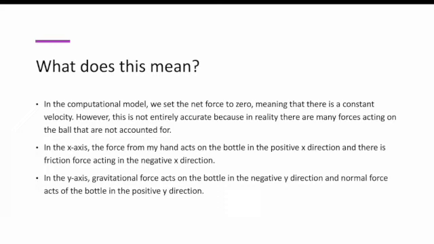What does this all mean at the end of it? This really illustrated the difference between computational and observational data. The observational data will always have forces outside of the system acting on it. This also illustrates that even though the bottle was moving at a constant velocity, it still had a net force equal to 0.